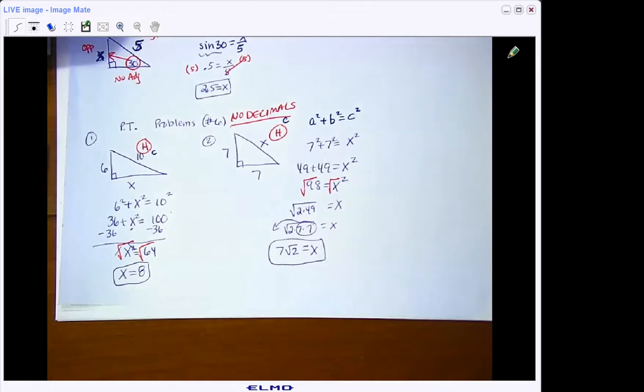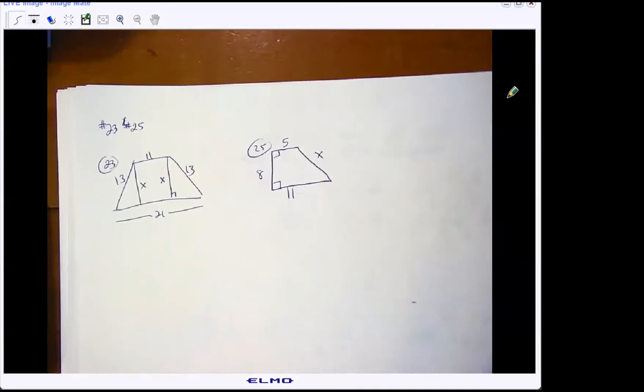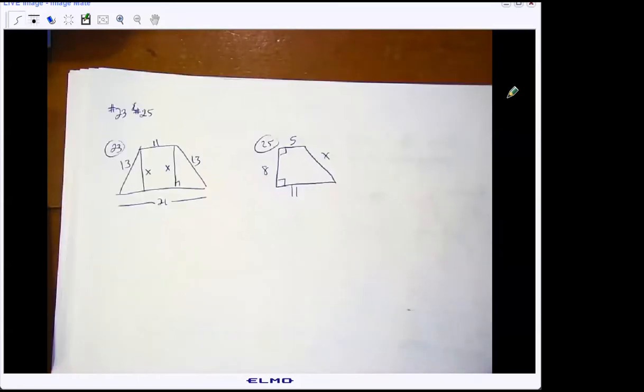Does anybody need more explanation on that? They should be review. This is like the first half of the assignment. There's only 2. Okay. And then the last 2 PT problems will be like, let me actually get them off the assignment real quick. So you'll have two PT problems similar to these.